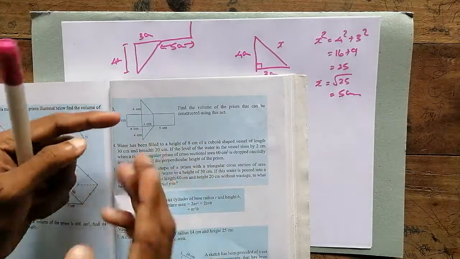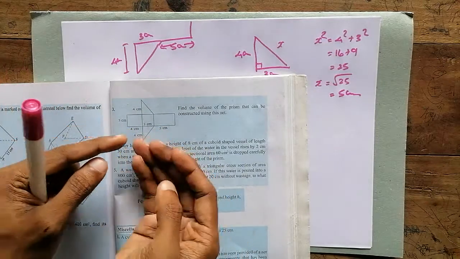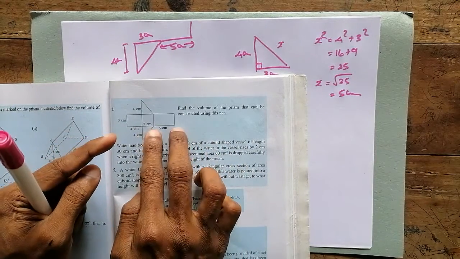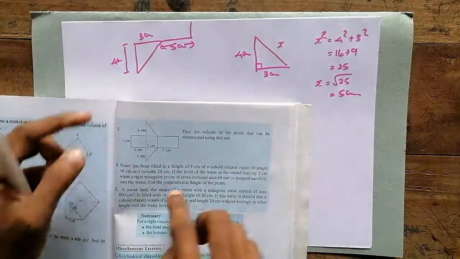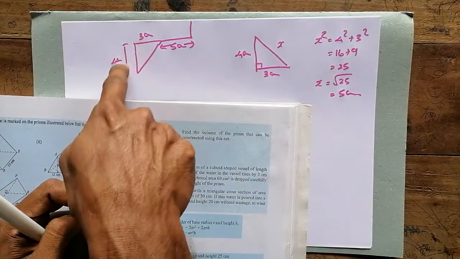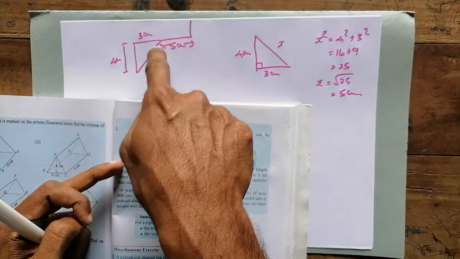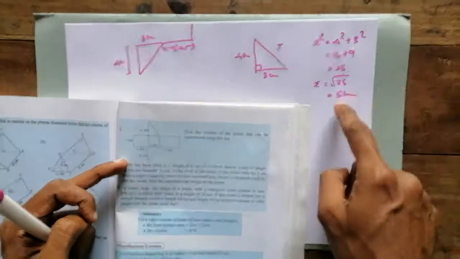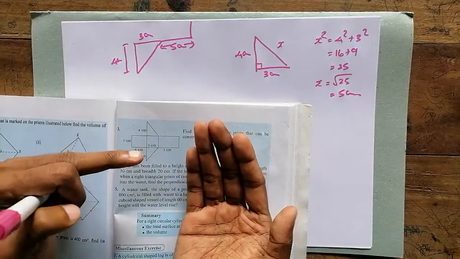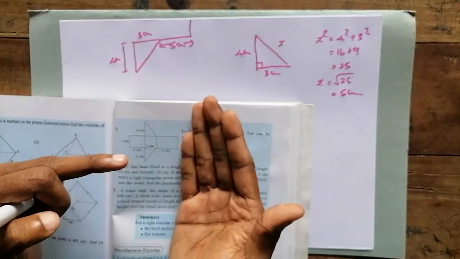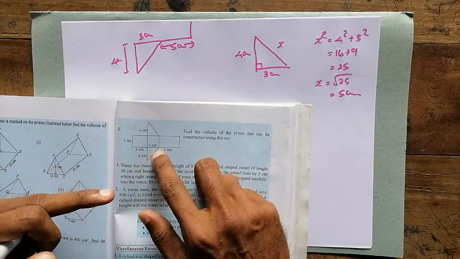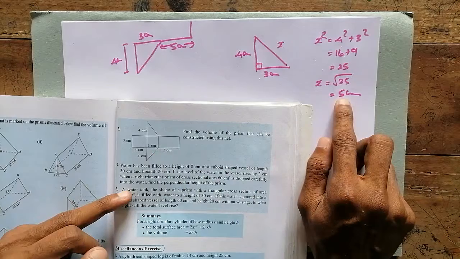If you fold the right angled triangle, the hypotenuse will fit with this length. That's why we check what the hypotenuse is. If these two sides are 3, it is always 5. That's why we check it. So if you fold these two sides, this triangle and this rectangle, it will overlap. It will correctly fit with the hypotenuse because we found it as 5 centimeter.